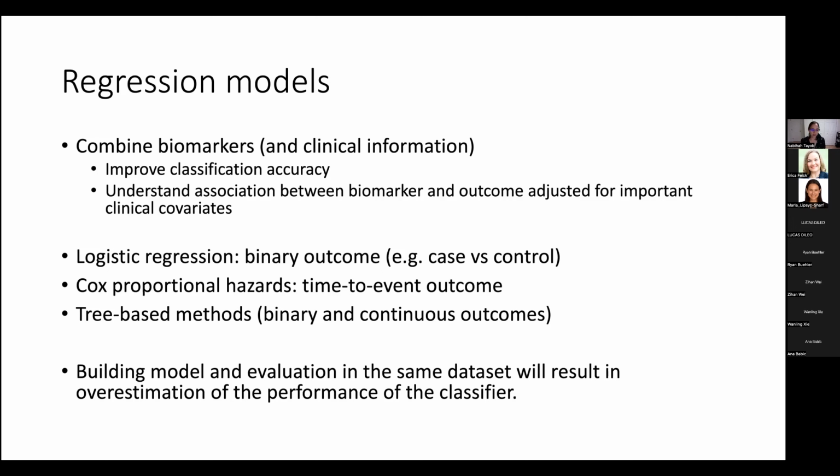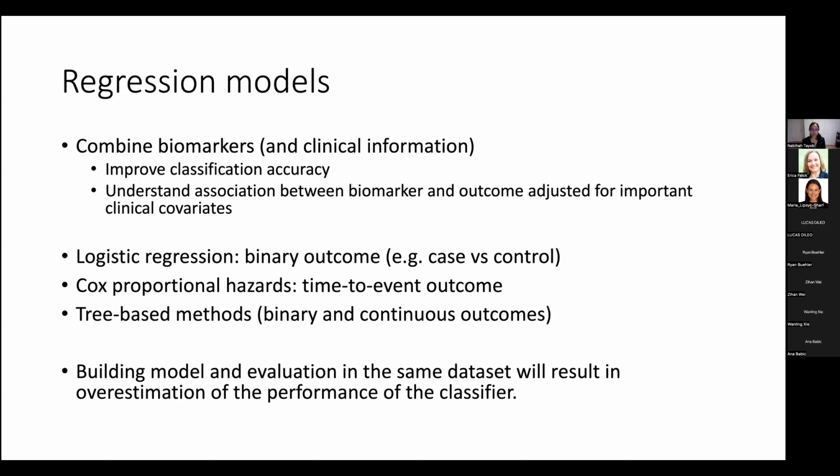The caveat I want to introduce here is about building a model and evaluating it. Let's say you combine these biomarkers, you combine some clinical information, and you come up with a score that you're going to use to make a decision with. If you build the model and evaluate it, and you look at the ROC curve of that resulting score, you are overestimating the performance of the classifier.